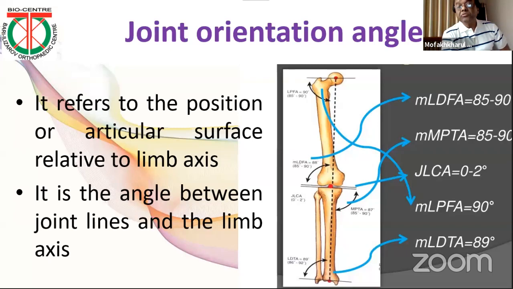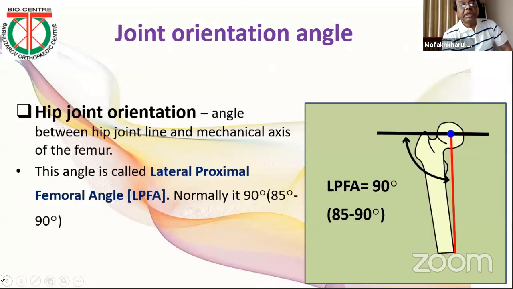This is the main thing, that the four angles, LPFA, if you see the LPFA here, and here are the two angles opposite, 87, 87, LDTA 90, LPFA 90. If you see regularly, you will memorize it in your mind. One time, two times, you will not be able to memorize. So, joint orientation angle. What is that? LPFA 90 degree.